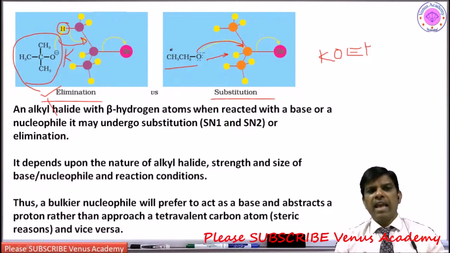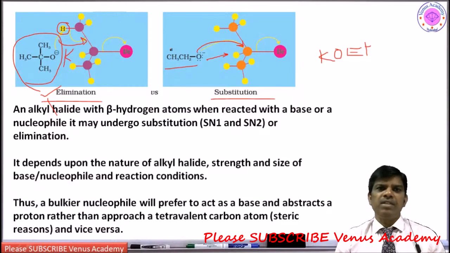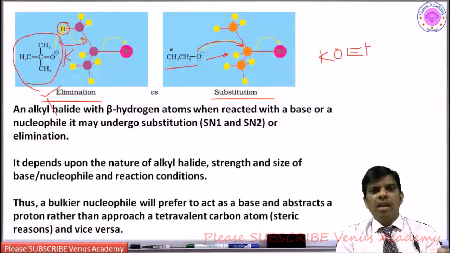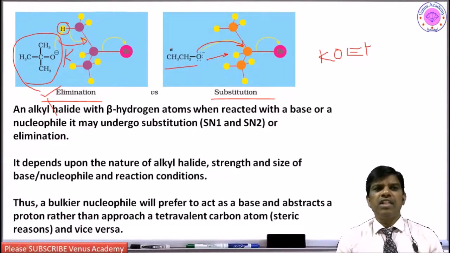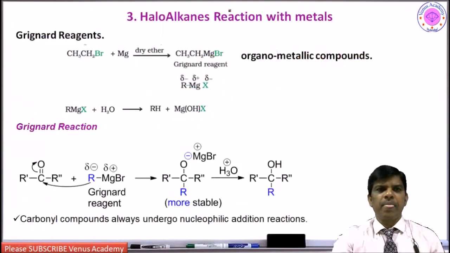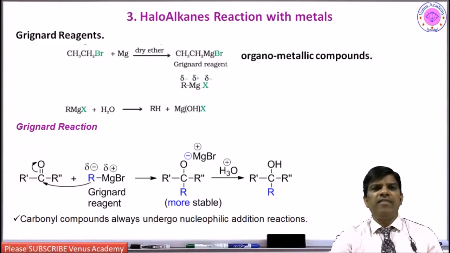So alkyl halides, when you are treating with base, you have to remember whether it is going to undergo elimination or substitution. If you want elimination, use potassium tertiary butoxide. If you want substitution, use what you want to substitute. Yes students, haloalkanes reaction with metals. The third type of reactions haloalkanes undergo is reaction with metals.